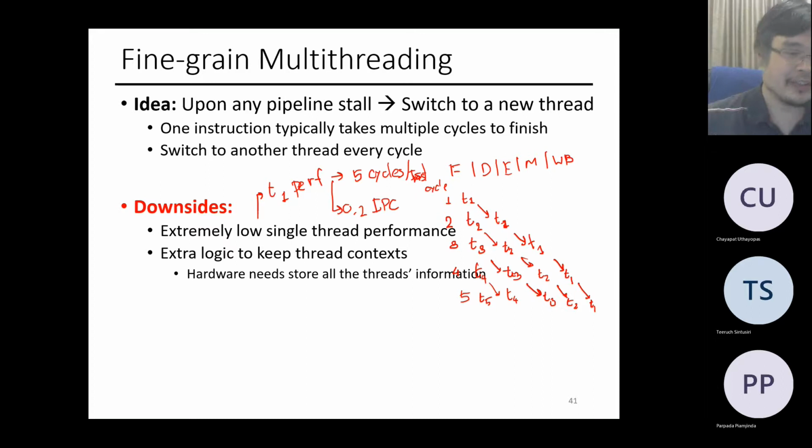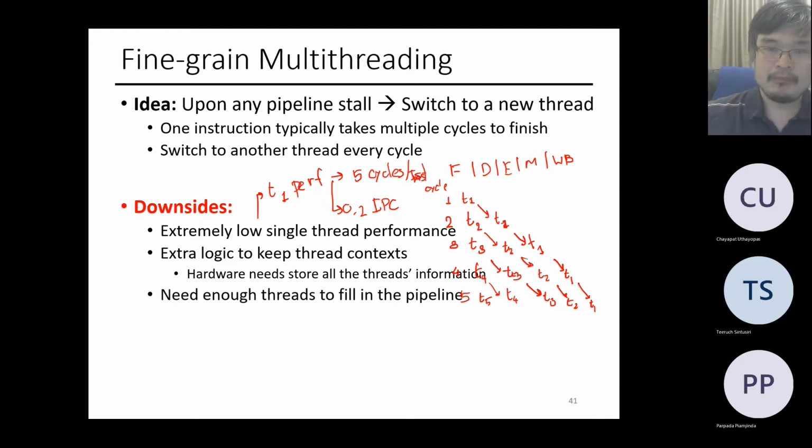What's the benefit here? The benefit, again, is you never have to stall. So your aggregate throughput, if you look at every single thread combined, is really high, right?